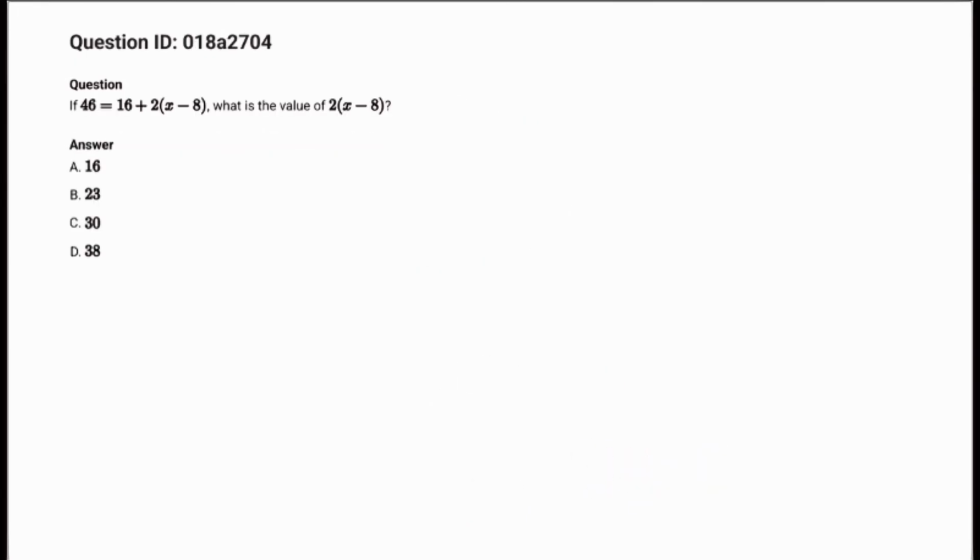If 4x equals 16 plus 2x, x is 8. What is the value of 2x minus 8? So 4x equals 16 plus x, so x equals 30.